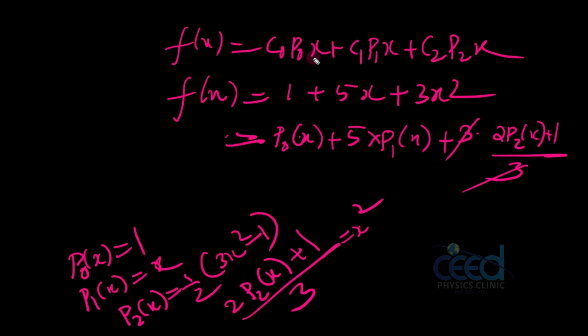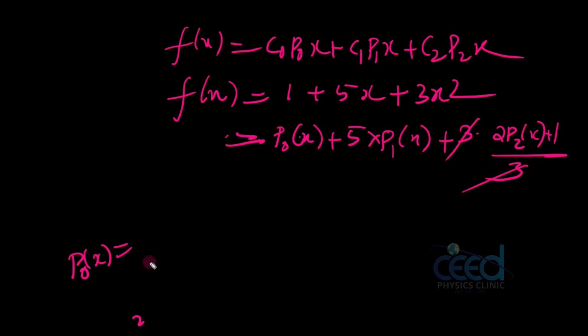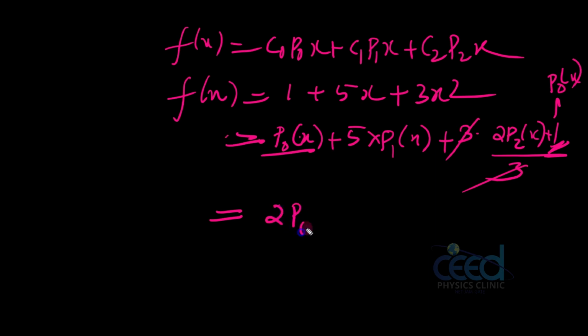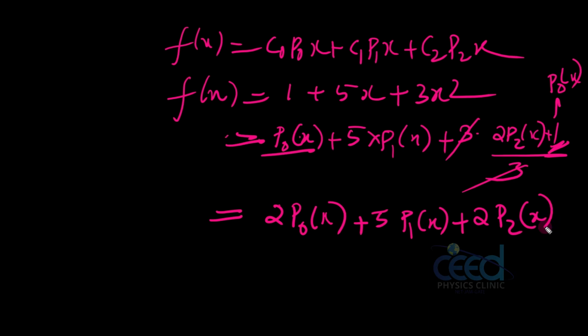c0 P0 of x. Okay, so let me write this P0 of x again as 1. Let me erase all this. So here I have 5. Let me write in the format 2P2 of x. Sorry, here P0 of x, right? And here also this 1 I can replace with P0 of x because P0 of x is 1, right? So 2P0 of x plus 5P1 of x plus 2P2 of x. Okay, so let me write like this and then go to the main board.